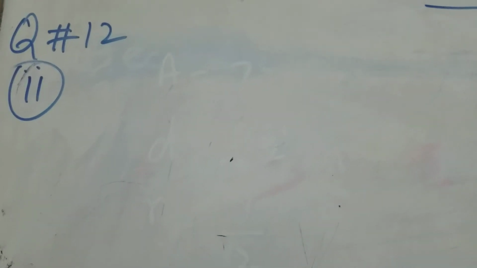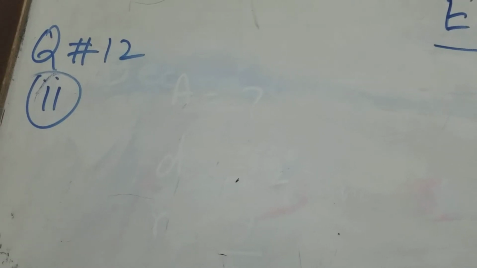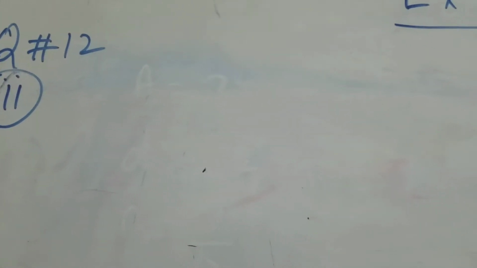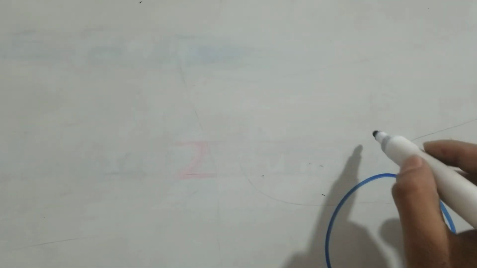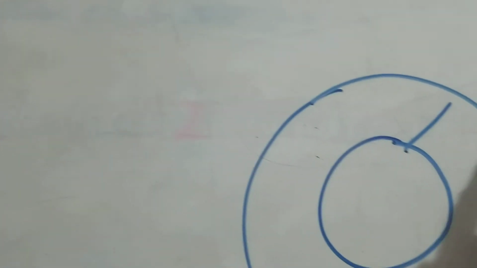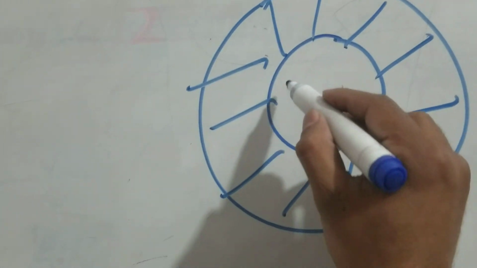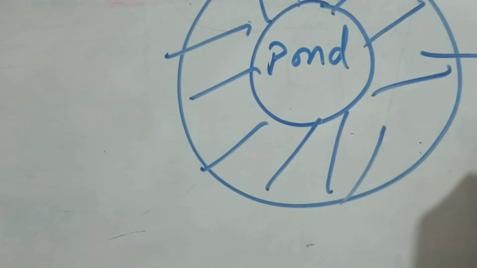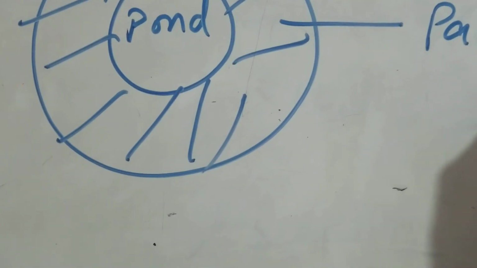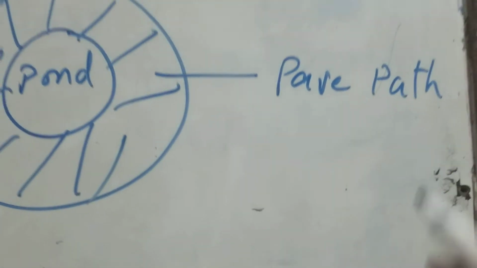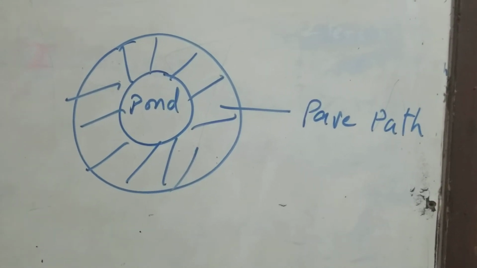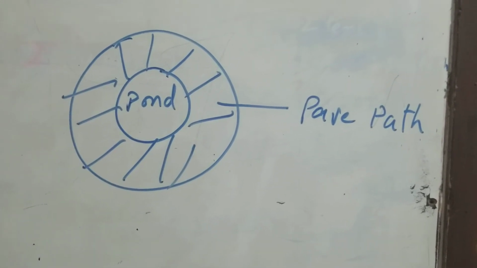Okay class, in this second part we know the area of paved path. What is paved path? This is the surrounding area of a pond. It's a shaded area. This is the pond and this is the paved path. We find the area of the paved path.